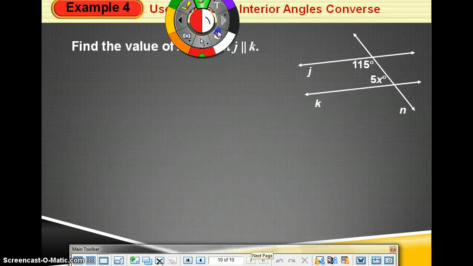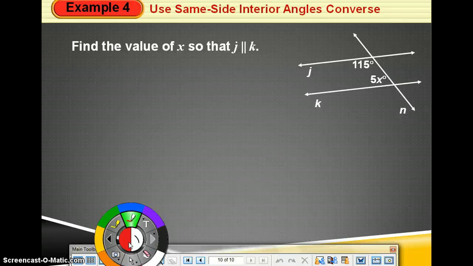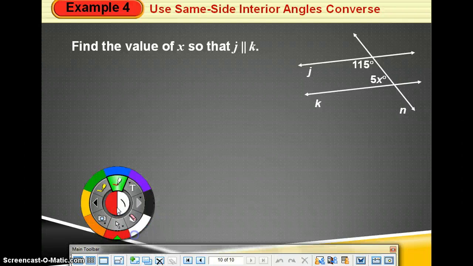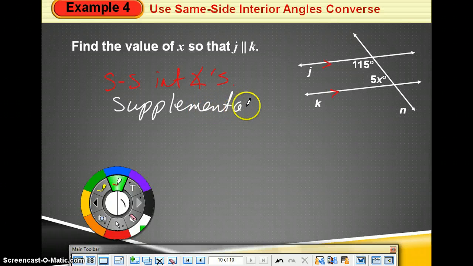All right, so right here we have an application of that one. Find the value of x so that j is parallel to k. So right here we want j and k to be parallel. We want to be able to put those little arrows in. So in order for that to happen, again, first decide what kind of angles you have. These are same side interior angles. And the rule said that if you have same side interior angles and you want the lines to be parallel, then those had to be supplementary. So right now, everything I'm writing down is just my thoughts of how I'm going to figure this out. So now I can go ahead and start working. I go, oh yeah, it has to be supplementary.